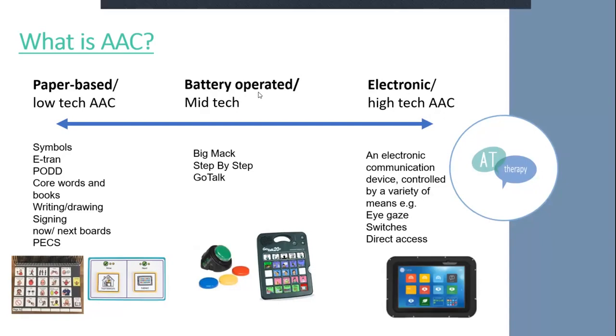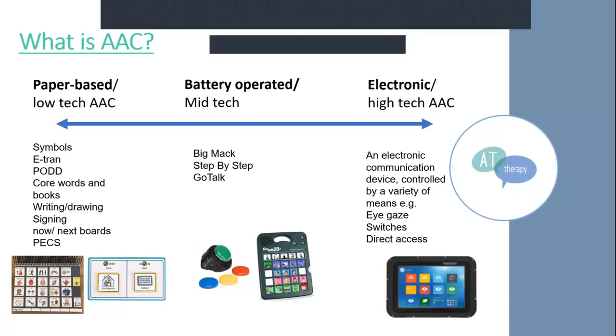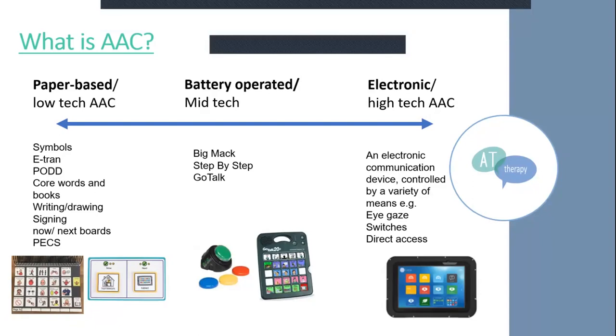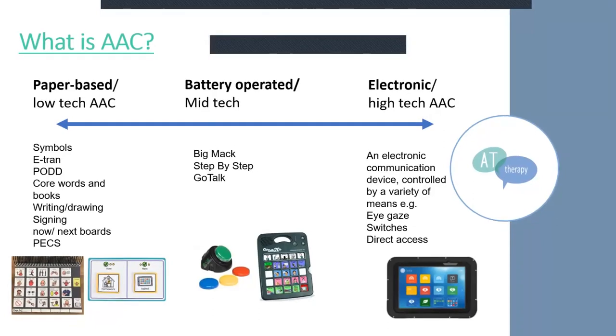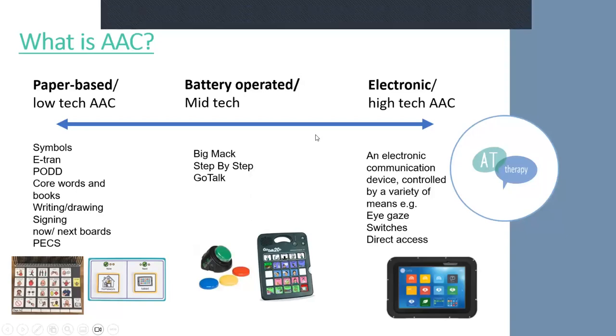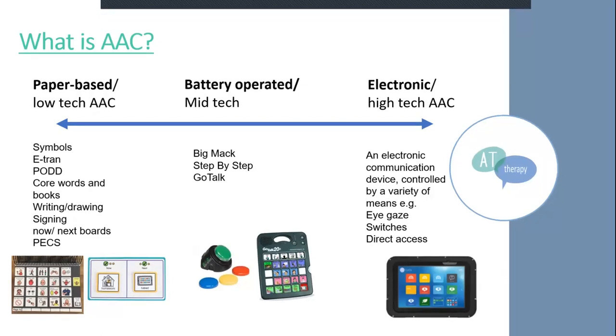For our battery operated, we've got our voice output communication devices, so things like a Big Mack or a Step-by-Step or a GoTalk, those are all battery operated. And for electronic AAC, essentially what that means is it's an electronic communication device controlled by a variety of different means. More on that in a second. So yes, that's what we're talking about today, this electronic side of AAC.